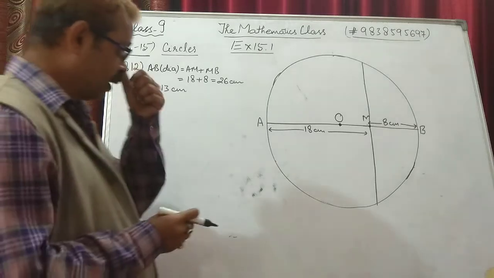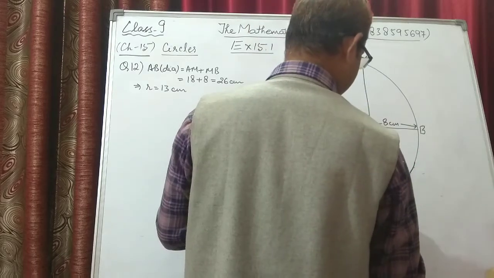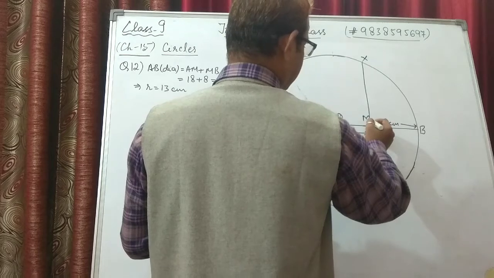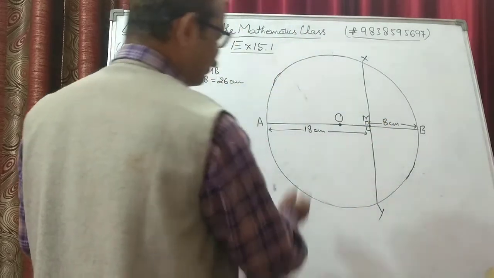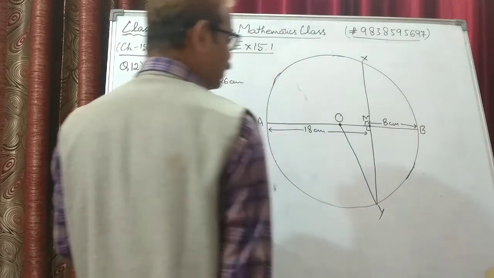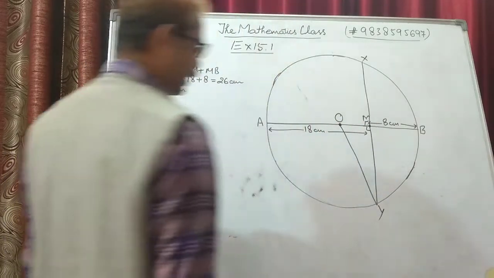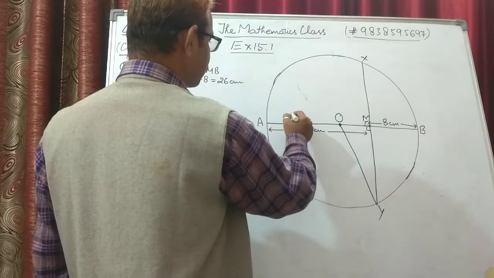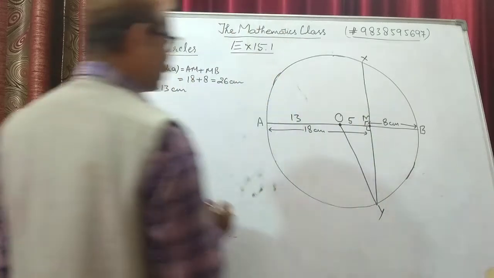Now the shortest chord is, let us say, XY. We have to find the length of XY. Since it is passing through O, these angles are 90 degrees each. So what we will do, we will join OY. We have joined OY. Now triangle OMY is a right angle triangle. OM total is 18. AO, that is the radius, we calculated as 13. So OM comes out to be 5.